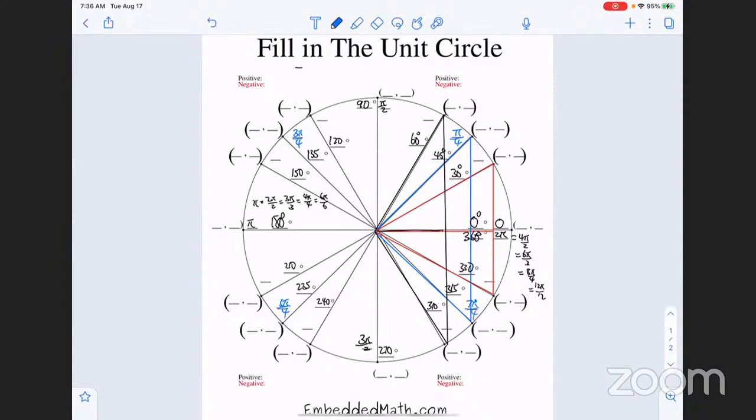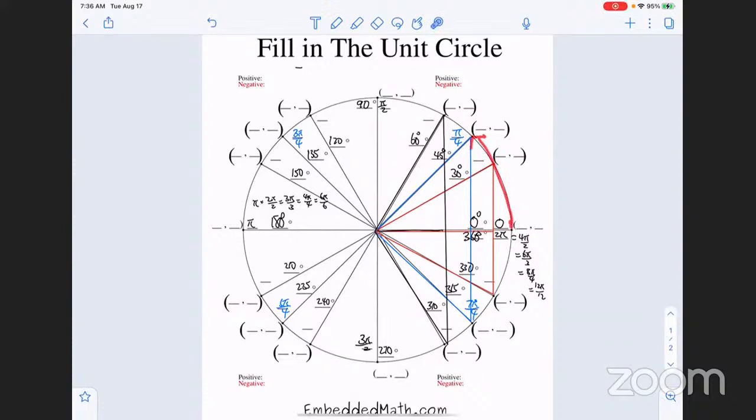And 7 pi over 4. So I just do all the 4s. And all the 4s are exactly that, half of a half, which is pi over 4, 3 pi over 4, 5 pi over 4, 7 pi over 4. And you can count them.